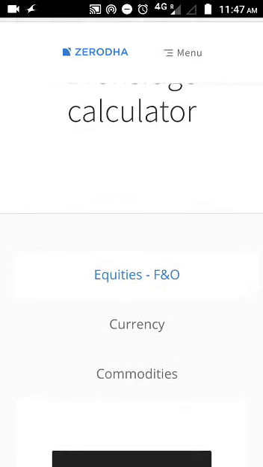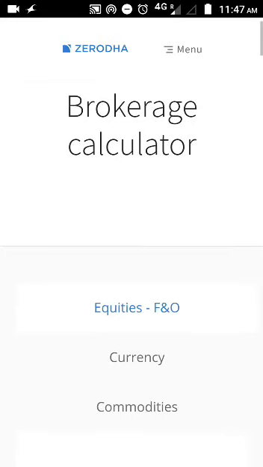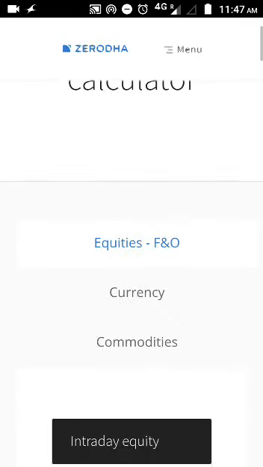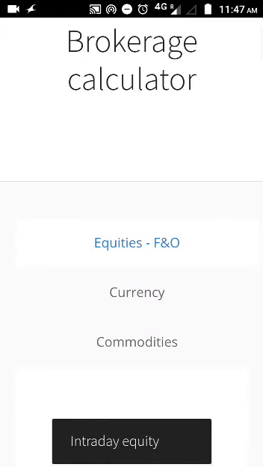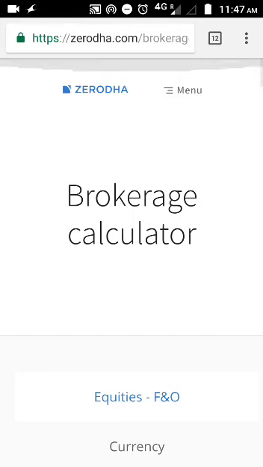And today I would be talking about brokerage calculator. I have already made a video on this topic before, but I think since you may not actually understand from the title, the video is named as how to calculate break-even point. So I'm just going to talk a little more about this topic, about the brokerages.